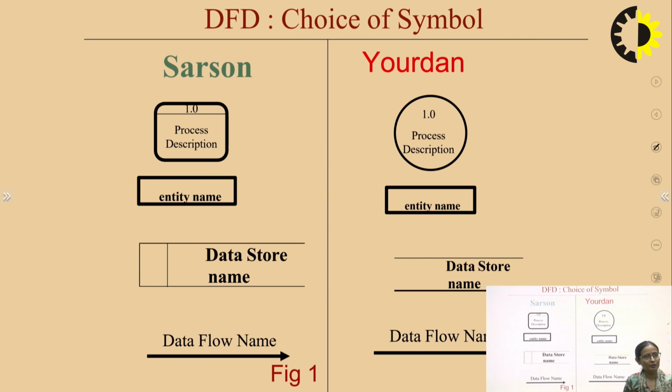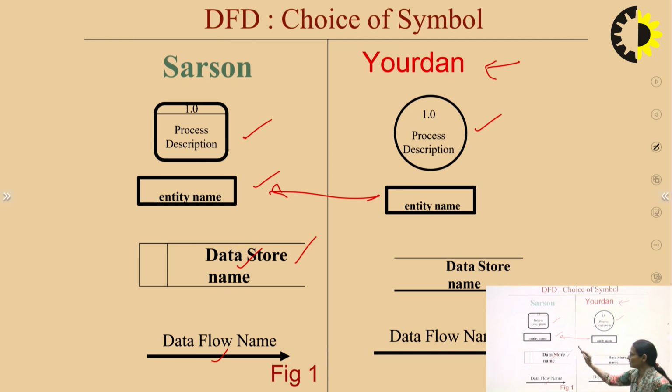According to the Gane and Sarson system, we use this rounded box to show the process. This rectangle is for the entities. For the database, we have the data store, and for showing data, we use this arrow symbol. Whereas when we use the Yourdon symbols, instead of a rounded square, we have a circle. Now these 2 symbols are the same in both concepts.